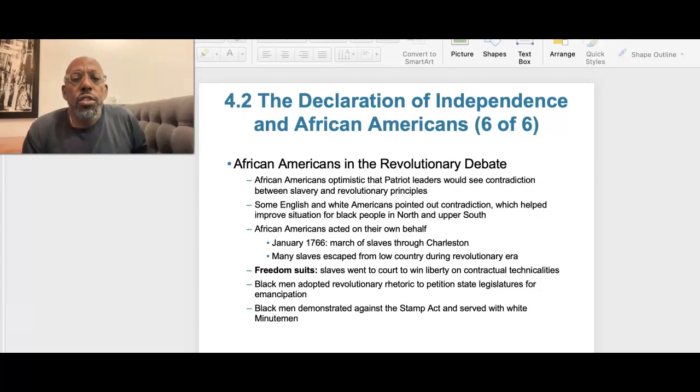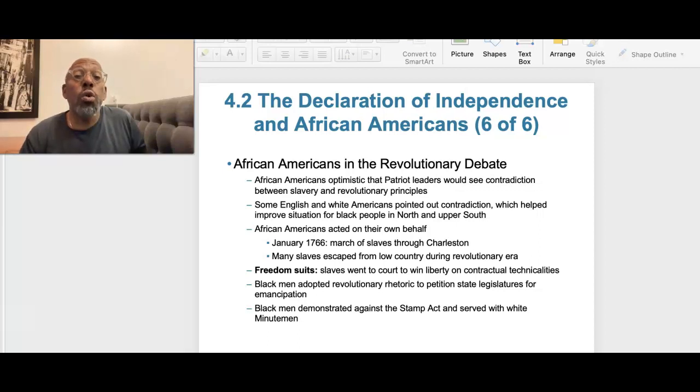African Americans in the revolutionary debate. African Americans were optimistic that patriot leaders would see the contradiction between slavery and revolutionary principles. Like, they really thought, hey, you guys are going to see that our condition is not in line with what you're fighting for. You need to know that. And they were very active. They really engaged. They weren't just sitting back passively. They had their eyes and their ears open, and they were aware of these debates and these conversations and discussions. Some English and white Americans pointed out the contradiction, which helped improve the situation for Black people in the North and Upper South.